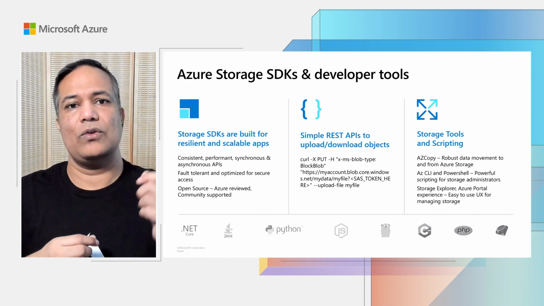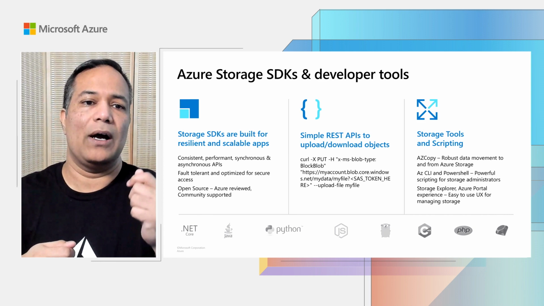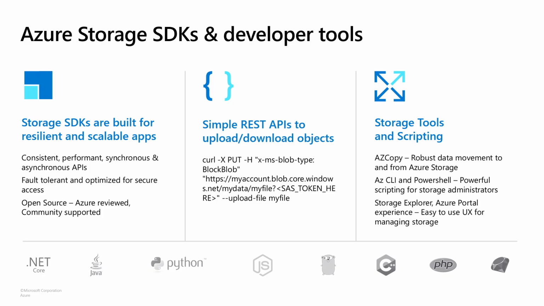So let's dive into what kind of developer tools and what kind of patterns exist against Blob Storage. First, we have a simple REST API, and you can just directly use that to code against Blob Storage. We have a number of SDKs that give you the synchronous asynchronous APIs, fault tolerance, and are fully open source on GitHub, so you can start there and fork or submit community contributions if you want to improve the libraries. These libraries are available in .NET Core, Java, Python, Node, Go, C++, and more.